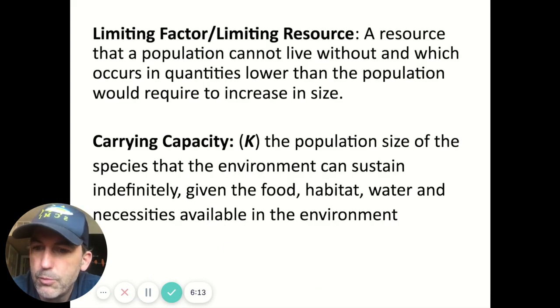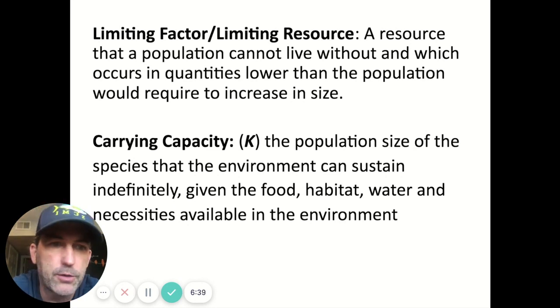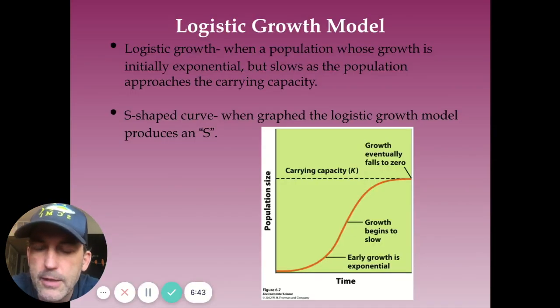What happens to most populations over time is that they run into limiting factors or limiting resources that slow population growth, and ultimately populations bump up against something called carrying capacity, which is the total size of a population that can be supported indefinitely over a long period of time, given all the resources, food, habitat, water, shelter that are available. Okay, and so that leads us to the logistic growth model.